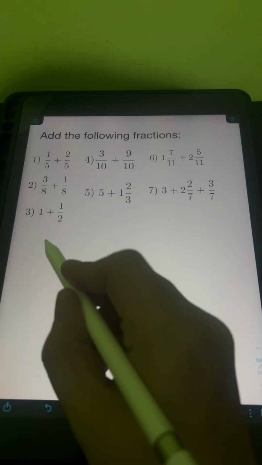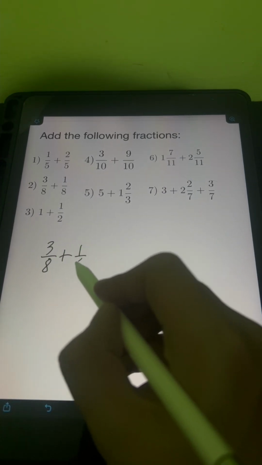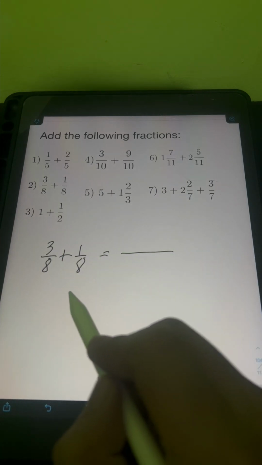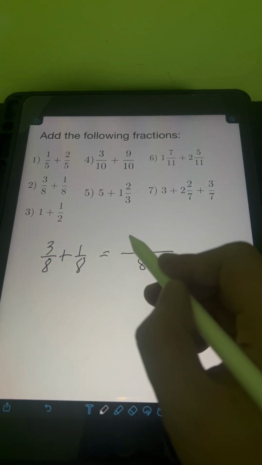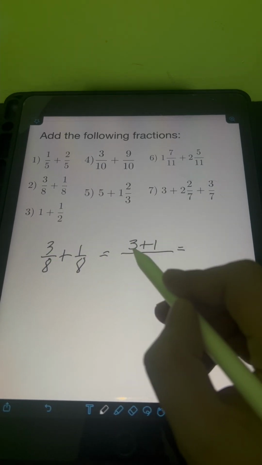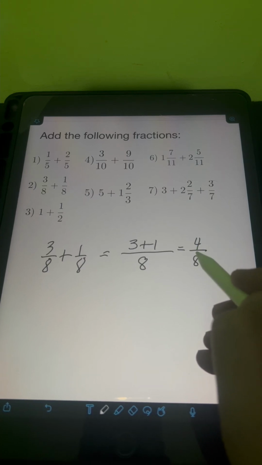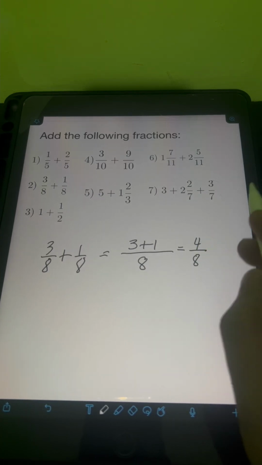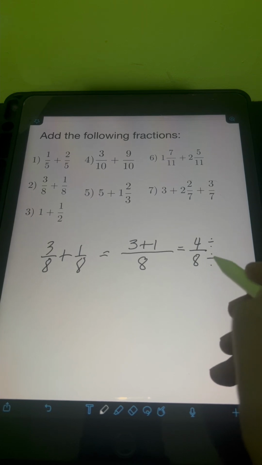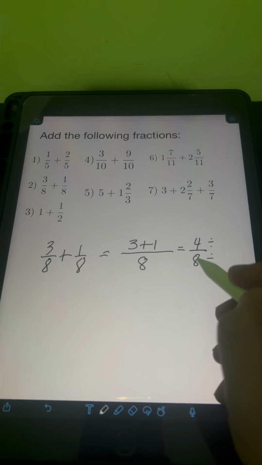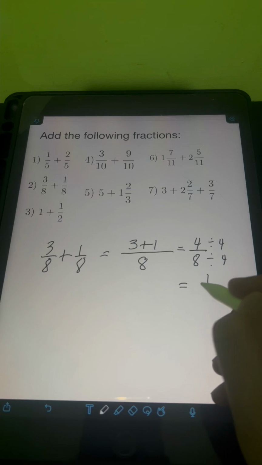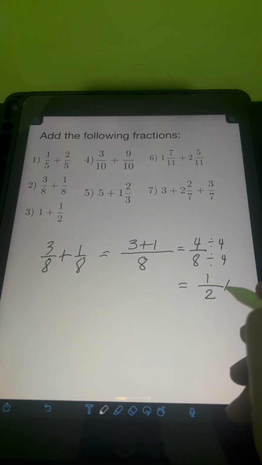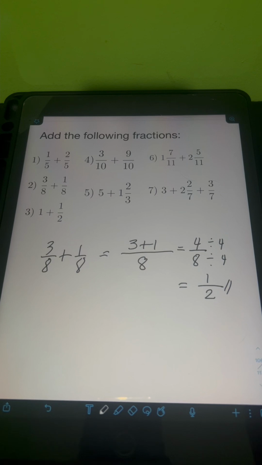For number 2, we have 3 over 8 plus 1/8. Again, they are similar fractions, so we just need to copy the same denominator of 8 and then add the numerators 3 plus 1. So we will have 3 plus 1, or 4, over 8. This one is not yet in lowest terms. We can still divide both numerator and denominator by the GCF of 4 and 8. The greatest common factor of 4 and 8 is obviously 4, right? So we have 4 divided by 4 is 1, over 8 divided by 4 is 2. So the final answer is 1/2.